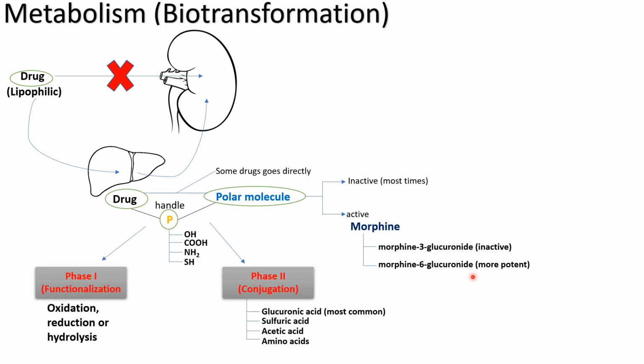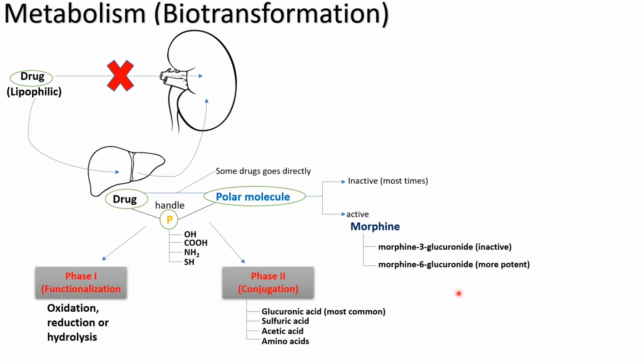And the question here, what if our drug already has polar groups in its structure? As we learned, this drug would go directly into phase 2 reaction without passing through phase 1 reaction. Alright?